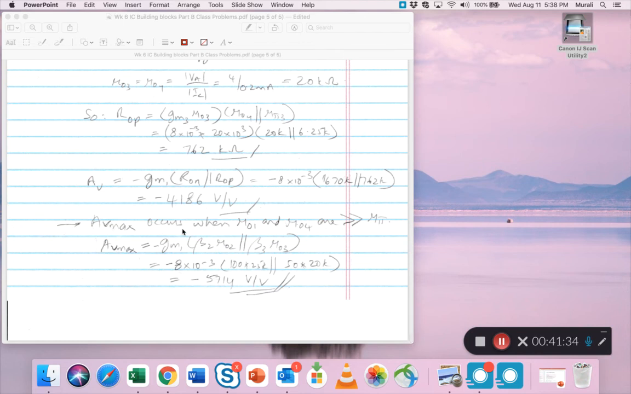AV max occurs when RO1 and RO4 are much greater than r pi. So the output resistance of the amplifying transistor and the output resistance of the current source load transistor, if they are each much higher than this, then you can use this formula to find AV max. That was in the previous exercise that we skipped, but using this formula you can get AV max. Okay.